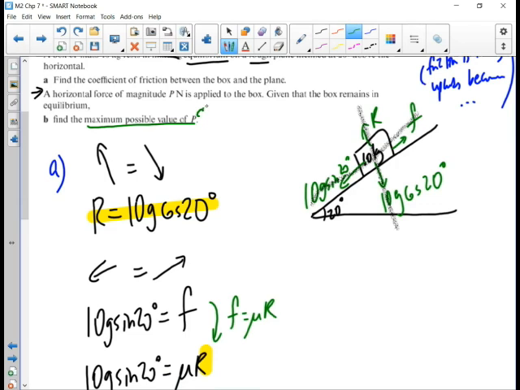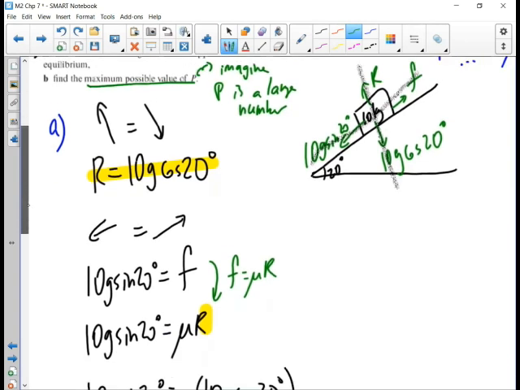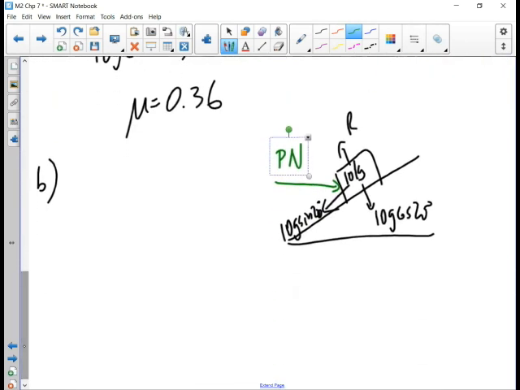So you could imagine P is a large value. That's how you should be thinking. When you're thinking P is a large number, if P is a very large number, that means the box is very likely to be pushed up. But the fact that it's not being pushed up means the friction is helping against it. That means friction will be down as well.